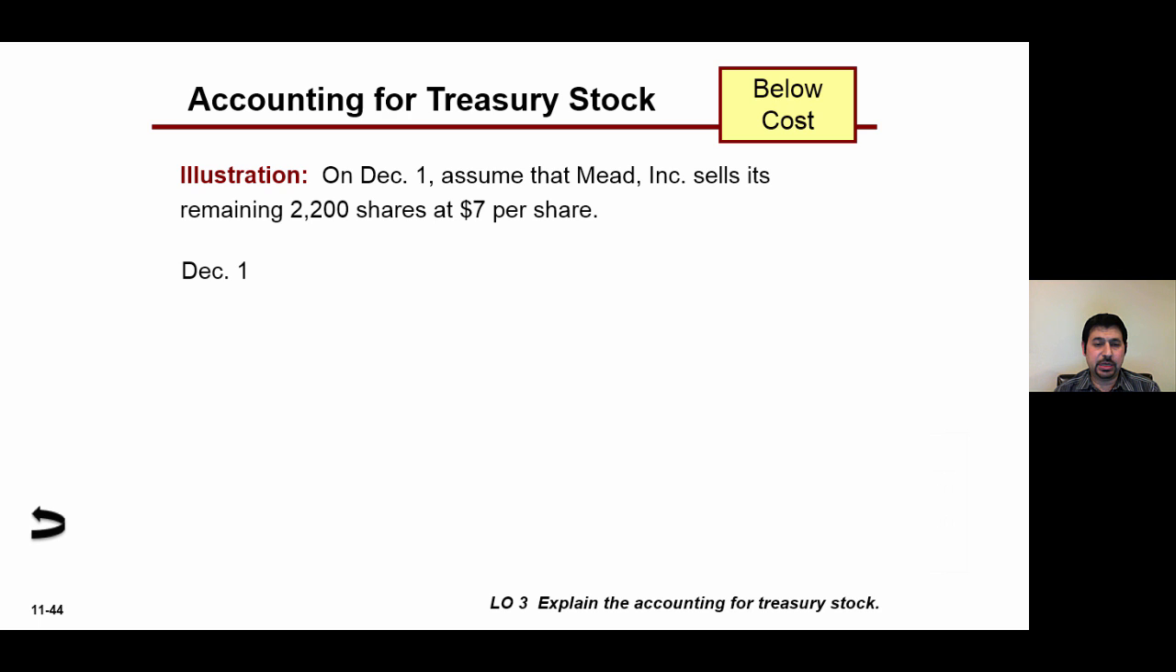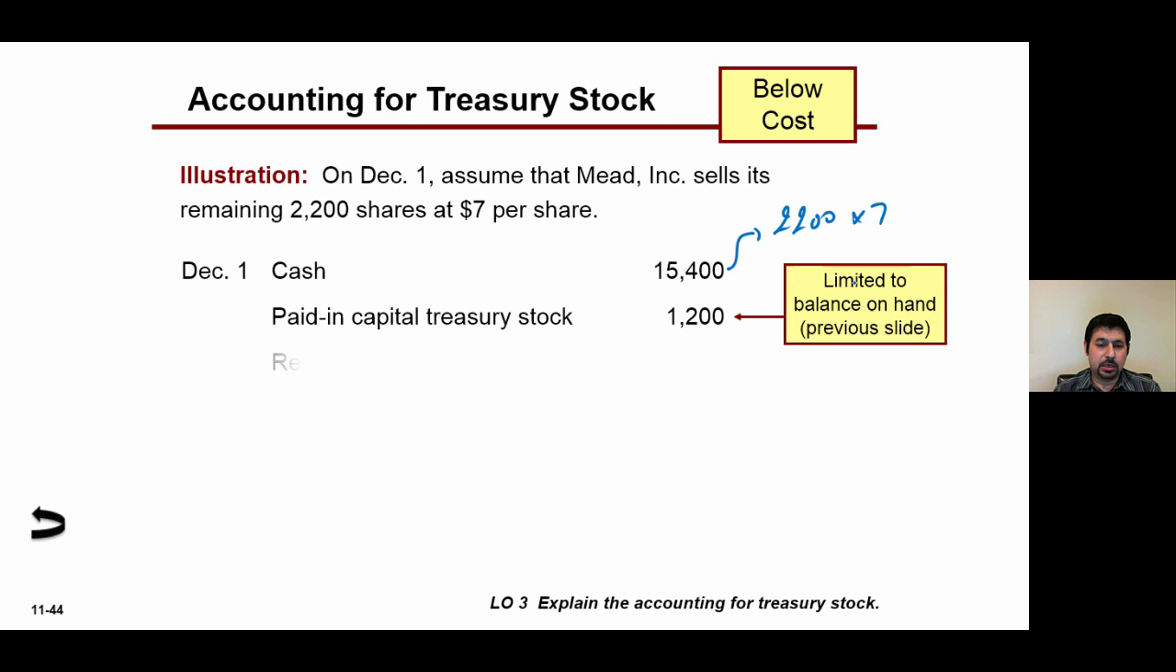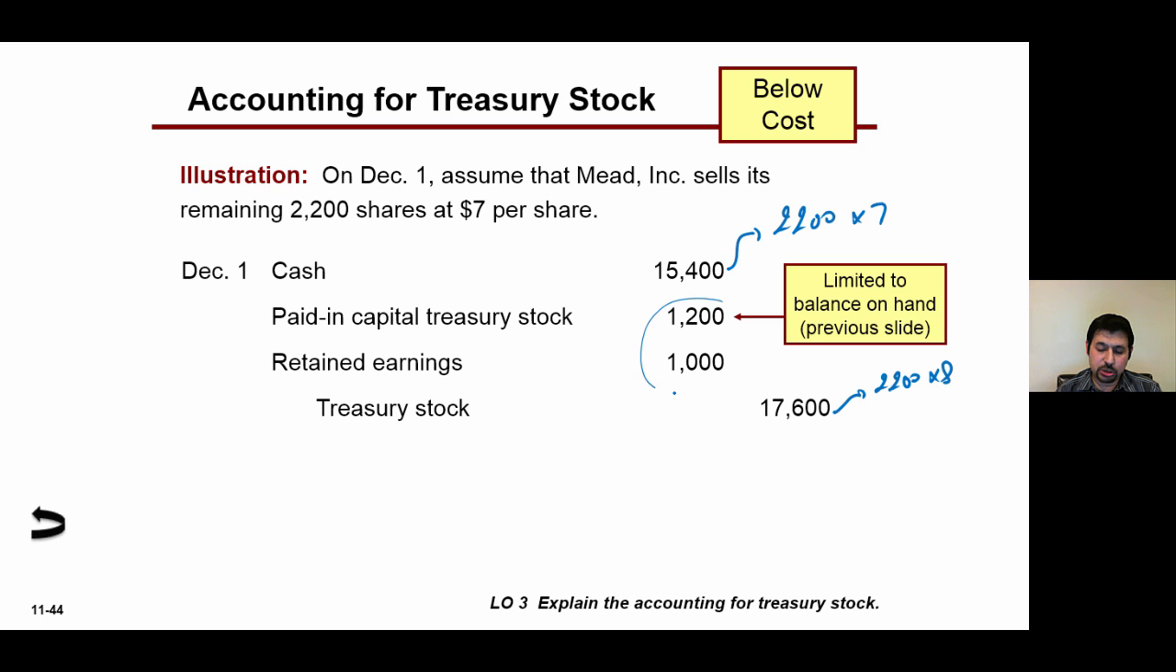So let's assume that on December 1st, Mead Inc. sells its remaining 2,200 shares at $7 per share. So once again, this is below cost, and the company will be debiting cash 2,200 shares multiplied by $7. The company will be crediting treasury stock 2,200 multiplied by $8.